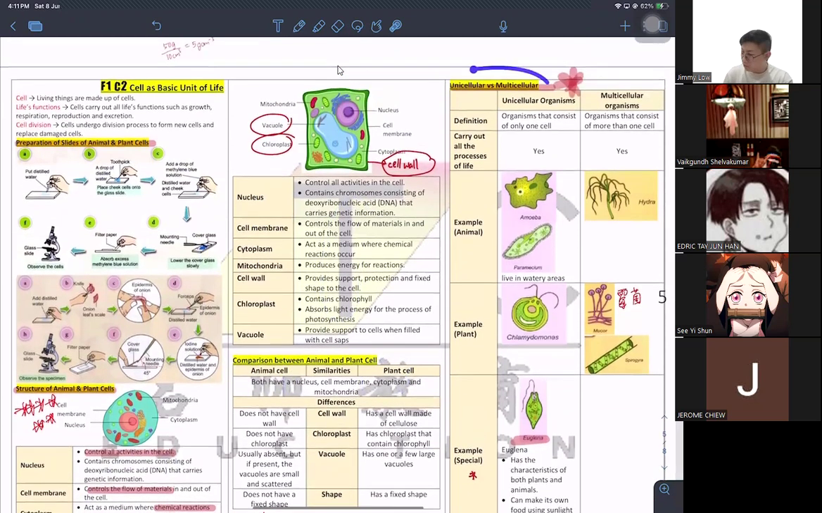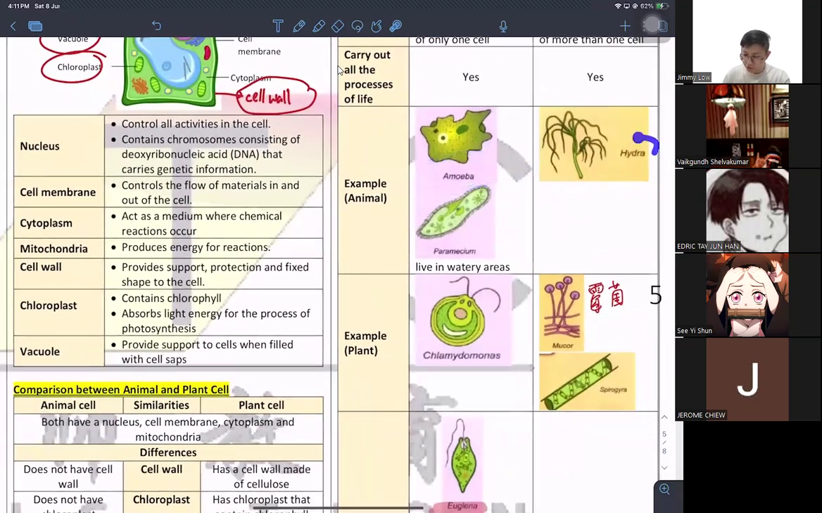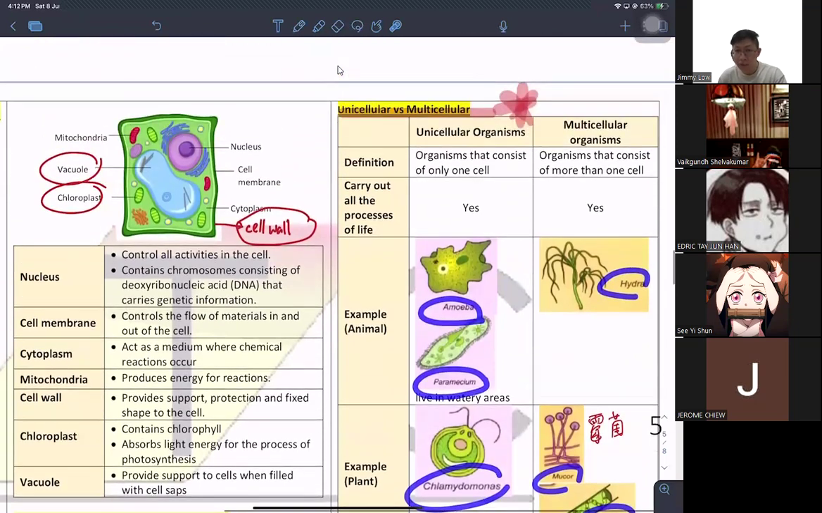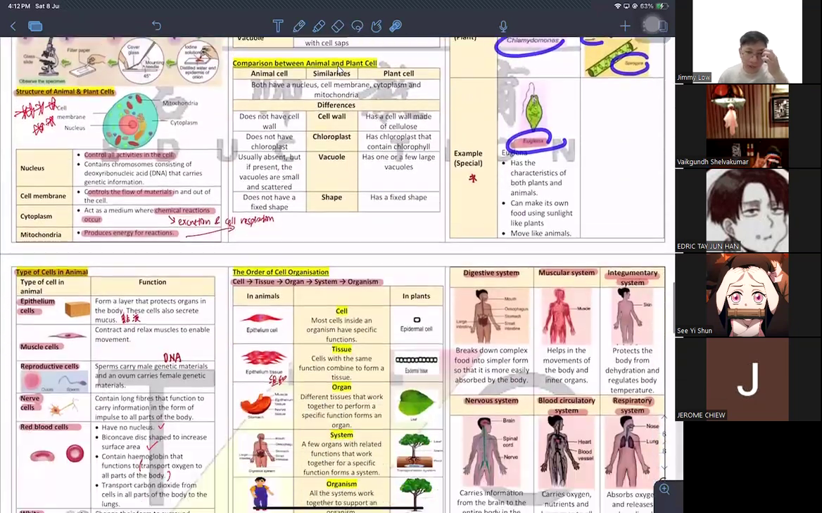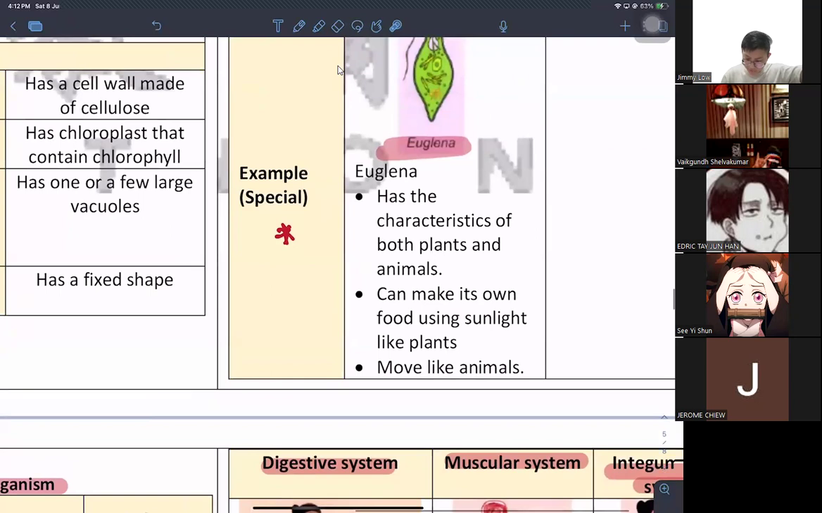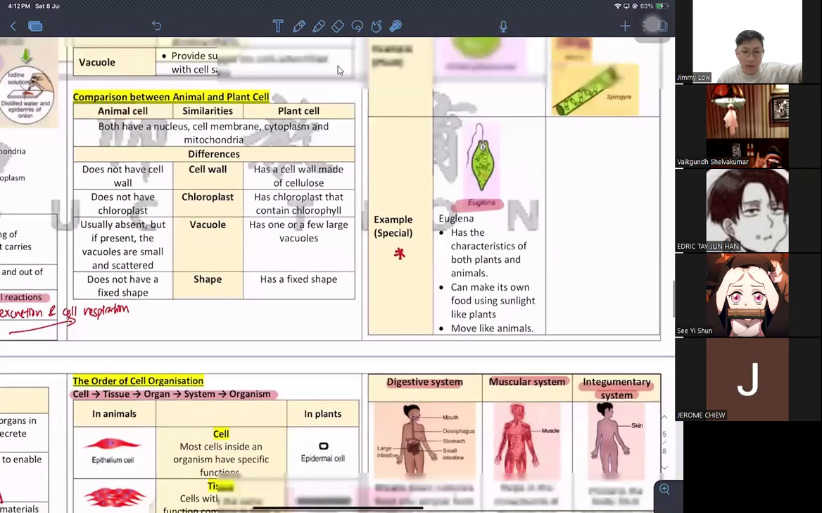For unicellular and multicellular, same thing. Know their names, because if you attended my class before, I did show you how they look, so you might be familiar with them already. So all their names, whether they are considered unicellular or multicellular, you have to know. And one more thing here, euglena is so special. Sometimes the question will ask you to justify why euglena is so special. Then you have to explain that euglena is considered as plant as well as animal, because it can do photosynthesis and move, just like an animal.